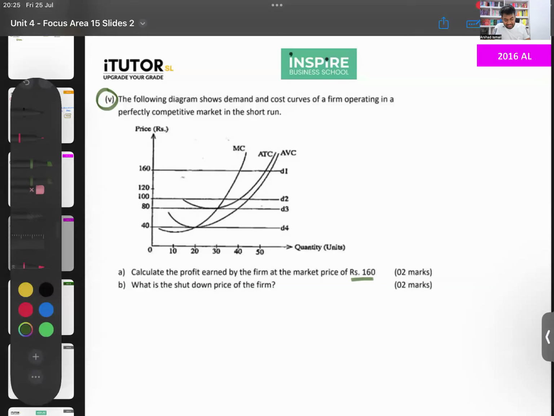You're talking about price taker, yes. Right? Market price of 160. This is the price, this red one here. This is the price equals average revenue equals marginal revenue. This is the demand curve. Right? So they're asking you to calculate the profit.